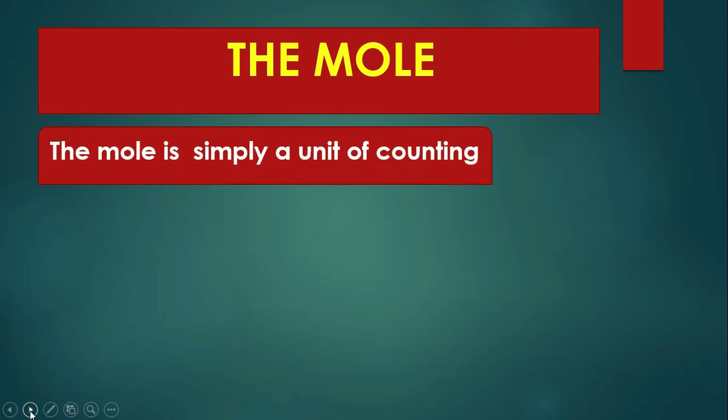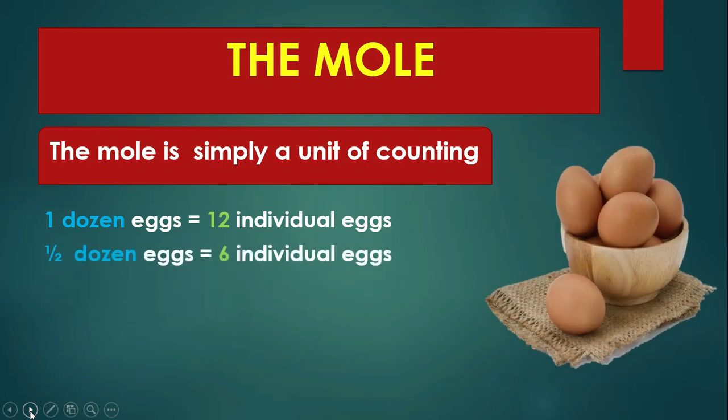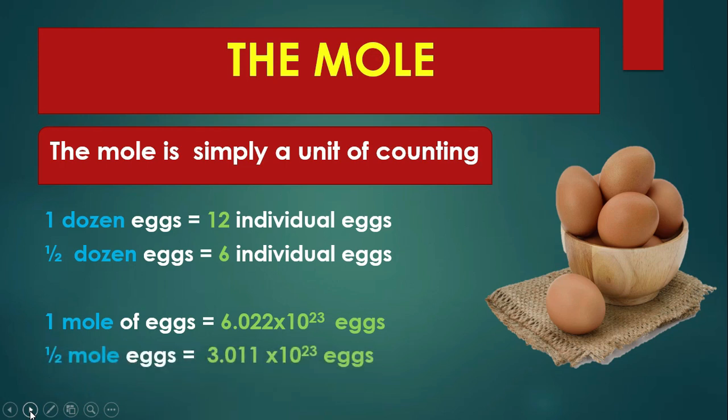The mole is simply a unit of counting. One dozen eggs means 12 individual eggs, and half a dozen eggs means 6 individual eggs. Similarly, students, if you relate it with the mole, 1 mole of X means 6.022 × 10^23 X, and half a mole of X, obviously, would be half of Avogadro's number, 3.011 × 10^23 X.